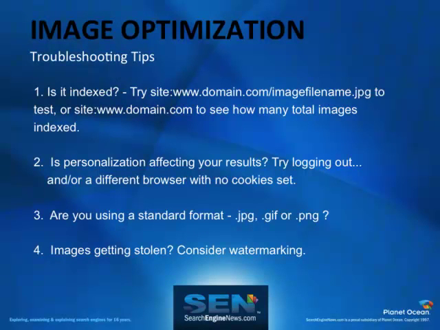Now, one of the things when you're working in image optimization is just wondering, did Google or Bing actually index it? You can go to the image search and do a site:yourdomain.com/imagefilename.jpg to test, or just do site:www.yourdomain.com to see how many total images are indexed. Now, that would be an image search at Google's image search, not at regular Google. Regular Google is going to show you HTML results if you try this there.